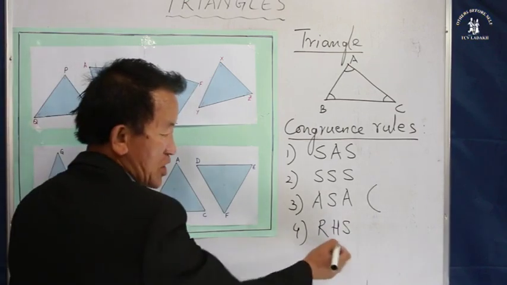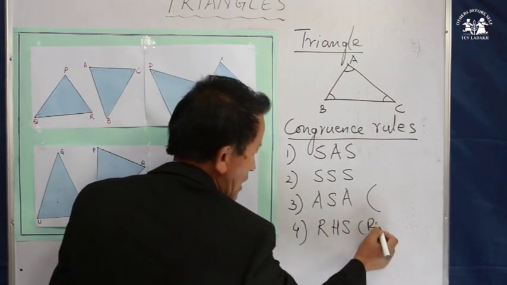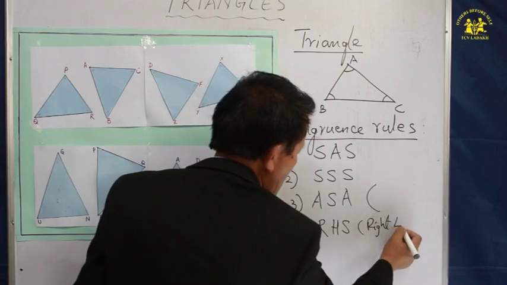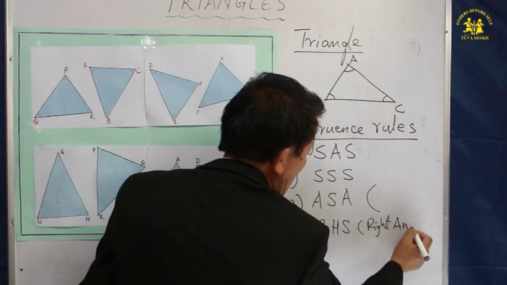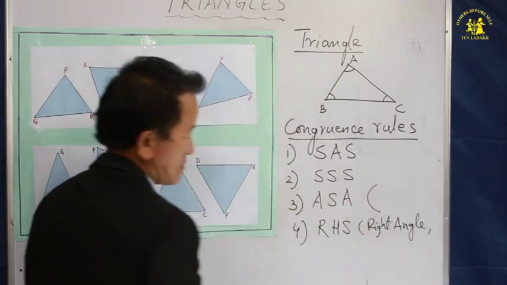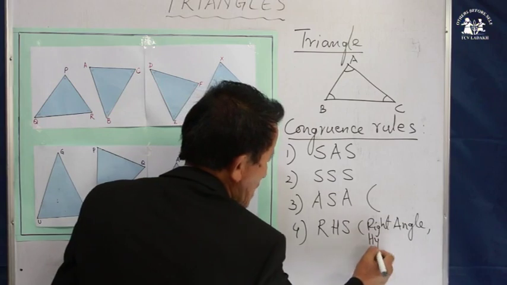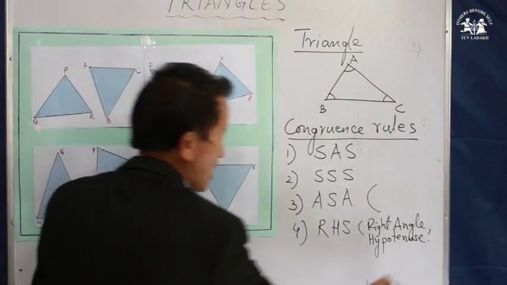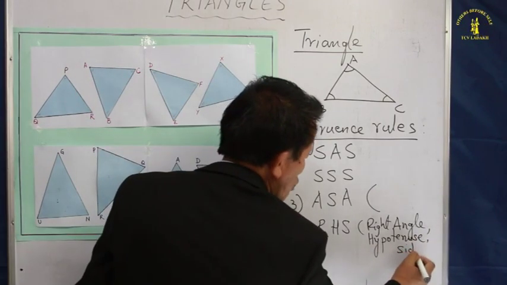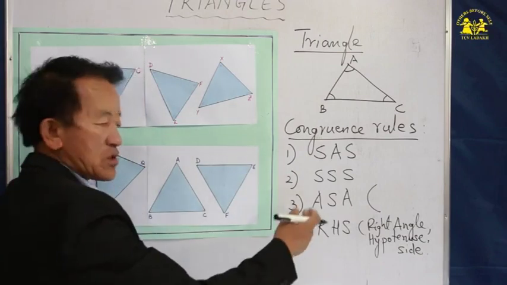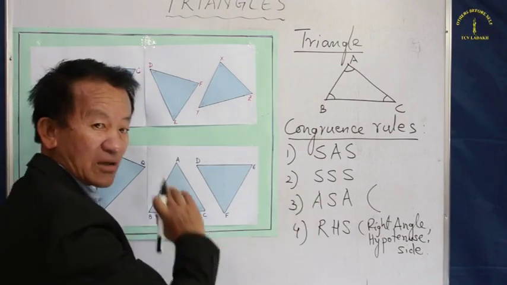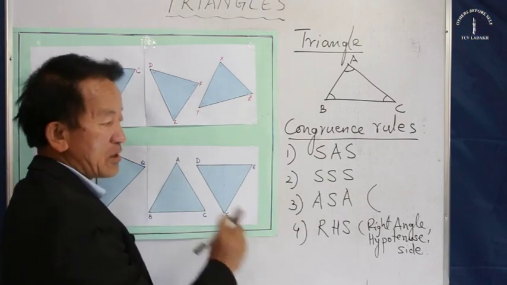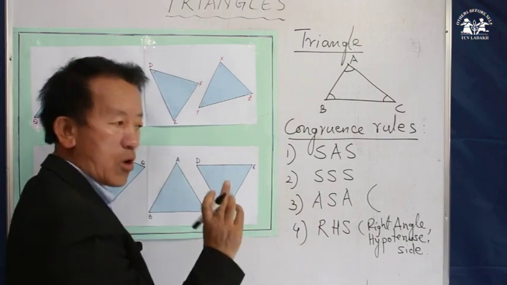And then the fourth one is for a right triangle: RHS. R means right angle. One of the angles is 90 degrees. H is hypotenuse, the longest side of a right triangle, and S is one of the two smaller sides. In a right triangle, if the right angle is equal, the hypotenuse is equal and one of the other sides is equal, again the two triangles will be congruent to each other.